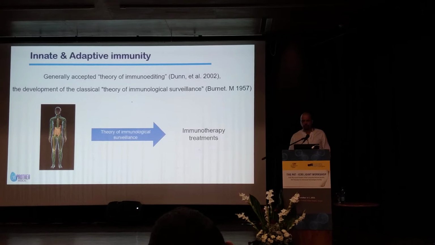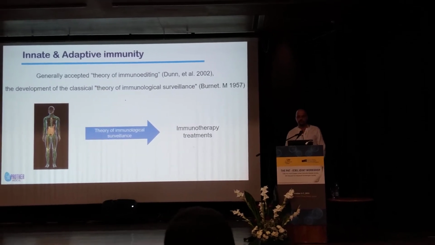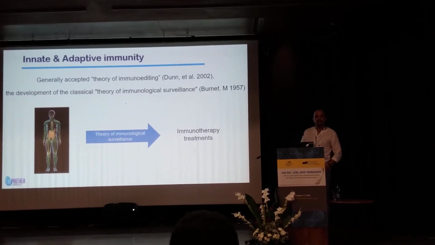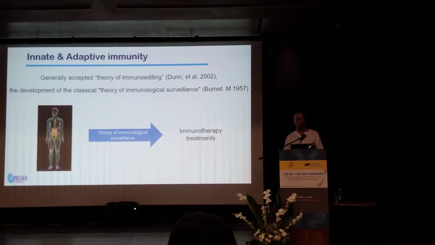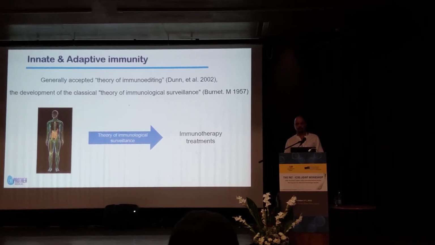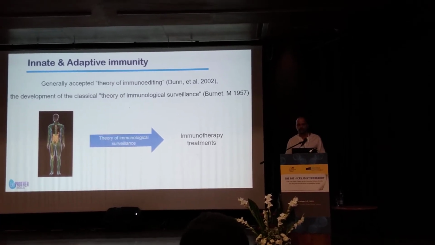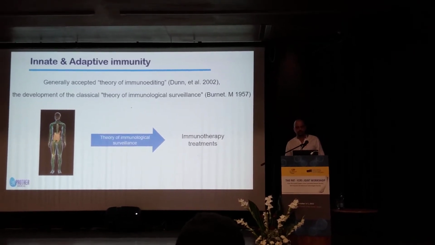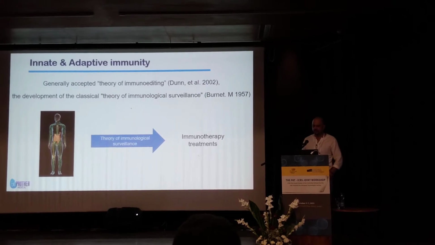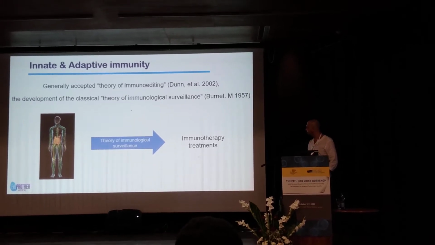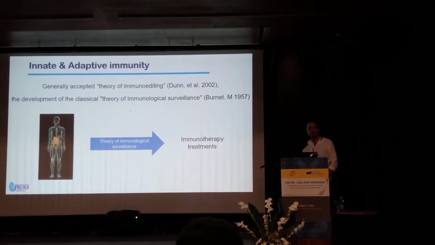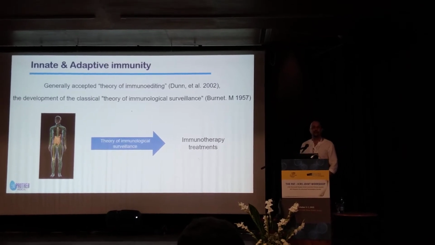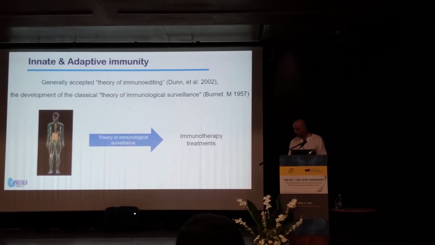The last 2 are widely discussed in the literature as the generally accepted theory of immunoediting and the development of the classical theory of immunological surveillance. Based on these theories, promising methods of immunotherapy were proposed, and you heard about them in the last 2 days.